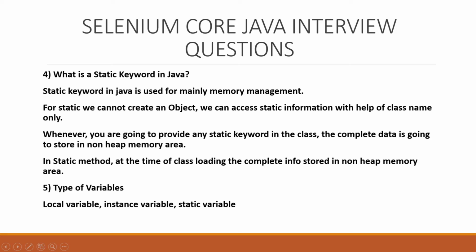Okay, so the next question here is what is static keyword in Java. The static keyword in Java is used mainly for memory management. For static we cannot create an object, we can access static information with the help of class name only.